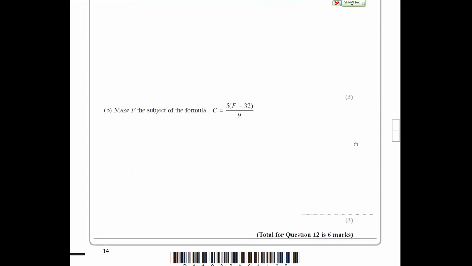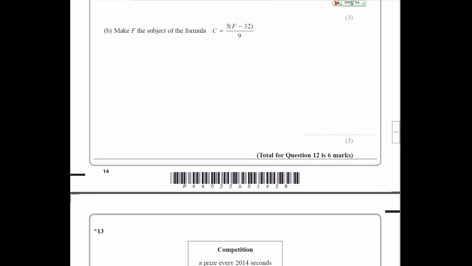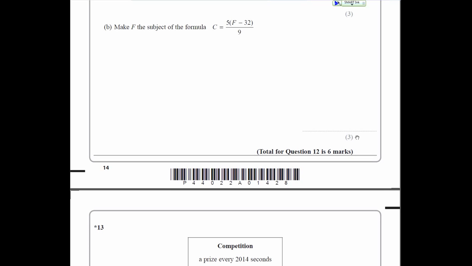Part B. We have to rearrange and make F the subject of that formula. So we've got some quite tricky algebra here. You have to know how to undo everything on this side to get a final result with F equals. It usually gives you a clue here, but it's been quite nasty and it hasn't done that.